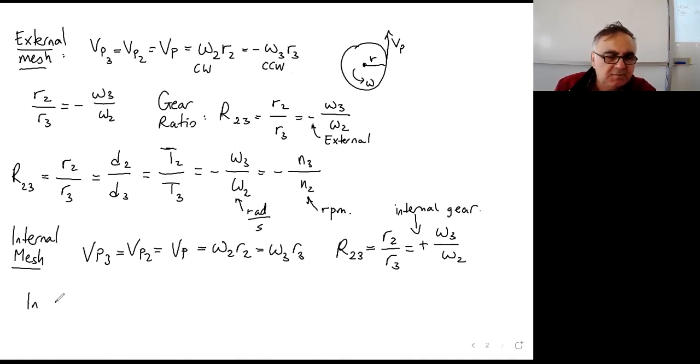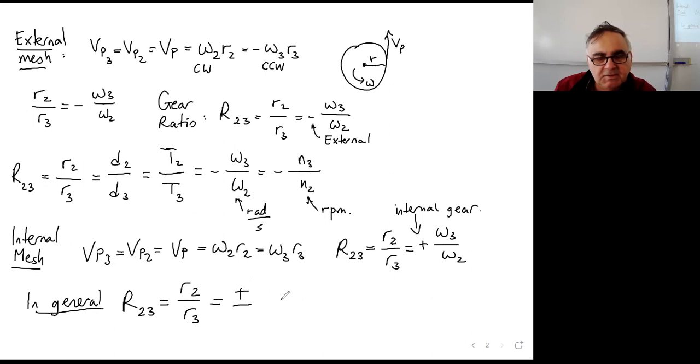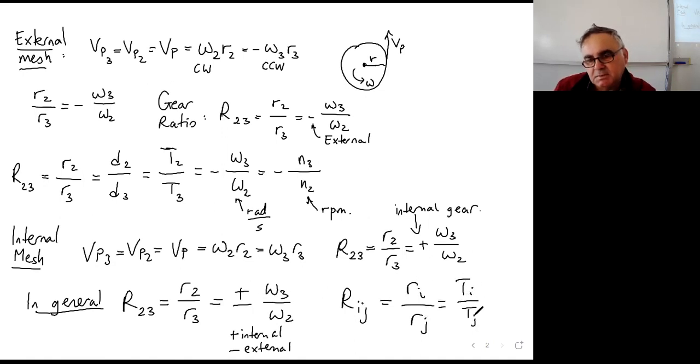So in general, we can say the following. R2-3, the gear ratio of two mesh gears, is R2 over R3, always. But you can say this is plus minus omega 3 over omega 2, where obviously plus is for internal gearing, minus is for external gearing. And in general, you can say for two gears I and J, this is the ratio of Ri over Rj or Ti over Tj. Okay. It is pretty much clear, I suppose, all these things.